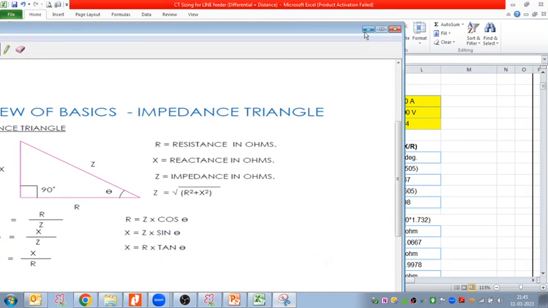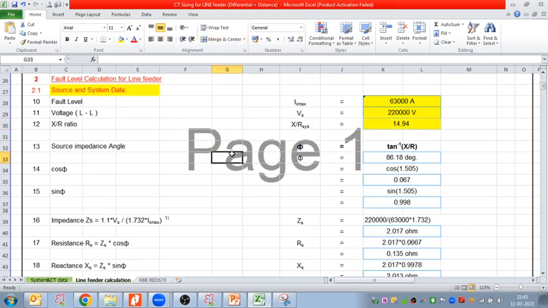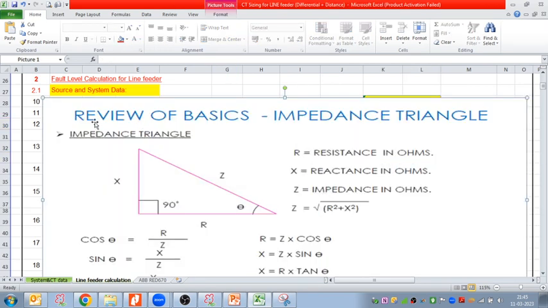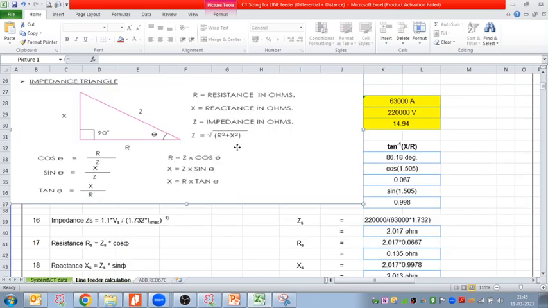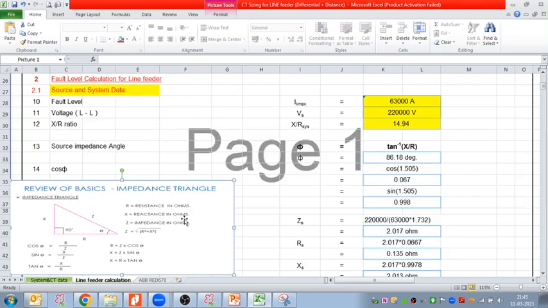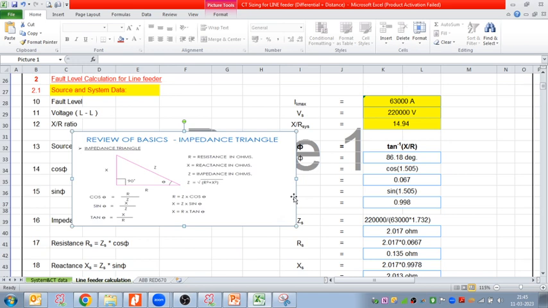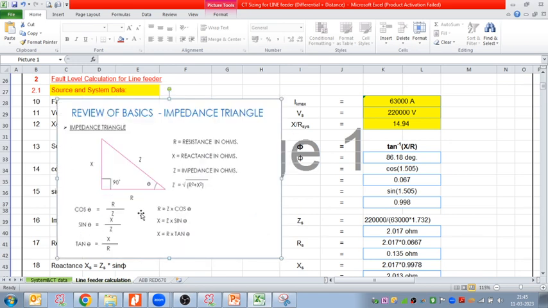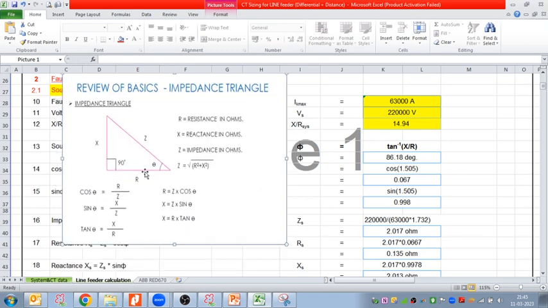So as per this impedance triangle formula, let me just take this snapshot and paste it here. Yeah. So theta, how much? We know the X by R, so we can find out the theta.